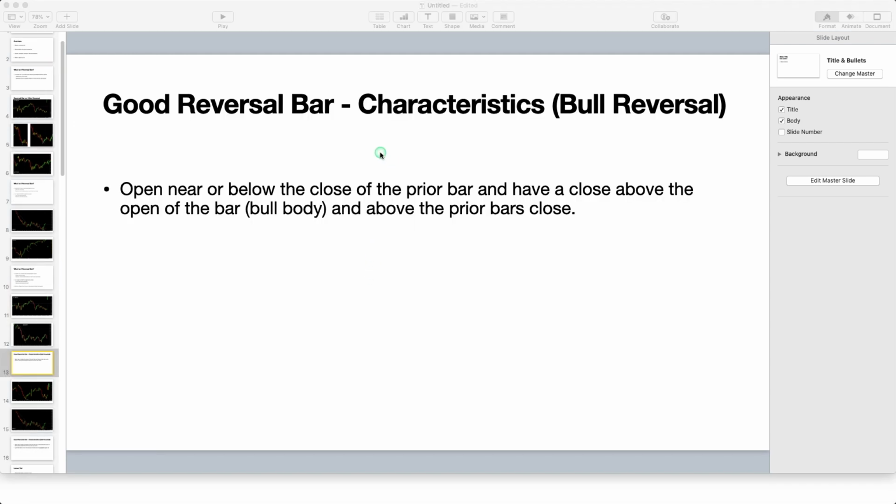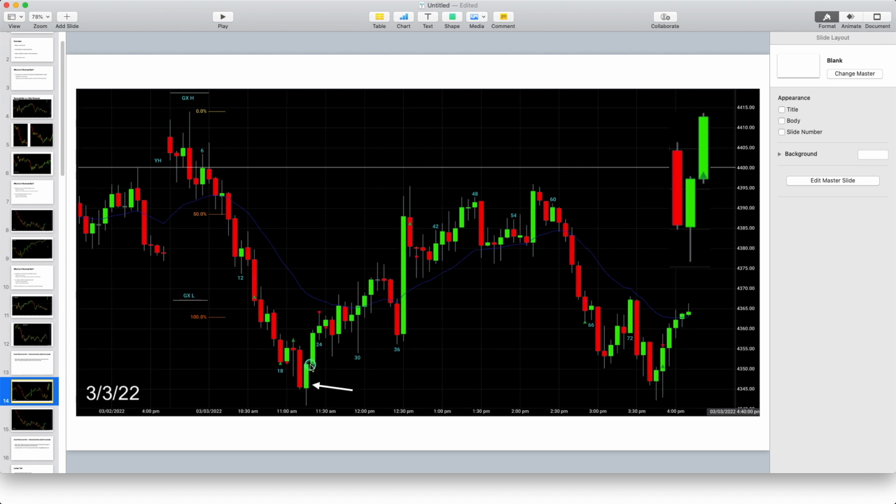So now we're going to talk about the characteristics of a good reversal bar. The first criteria that Al points out in this chapter is that the reversal bar should open near or below the close of the prior bar. So I'm going to go through each part of this statement and show examples. Open near or below the close of the prior bar, and this is for a bull reversal. If we look at this chart here, there's a signal bar with the white arrow next to it. That's the sequence of bars, 20, 21, 22, 23. In the top right corner, you can see that enlarged.